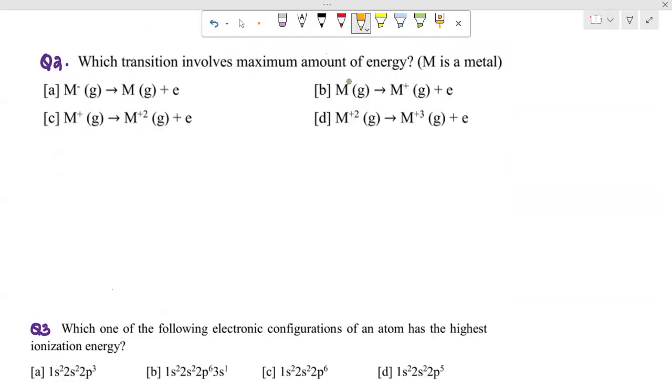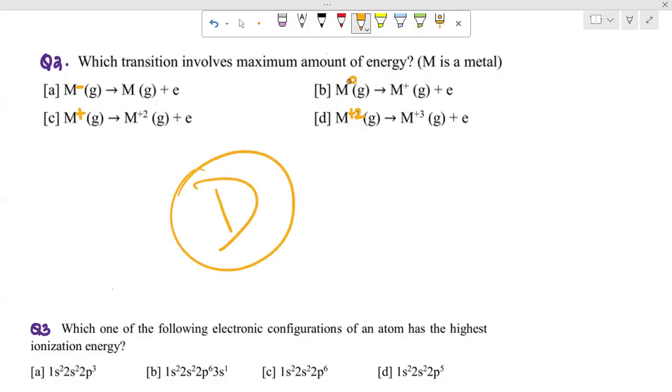So here an electron is lost from a species which is negatively charged. Here an electron is lost from a species which is neutral. Here an electron is lost from a species which is positive. And here it is lost from a species which is doubly positive. Which will be higher? Logic, common sense, D.